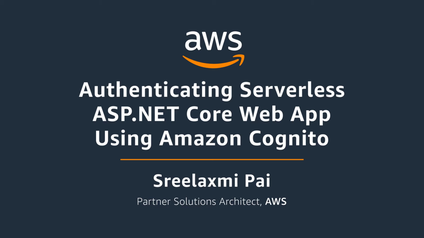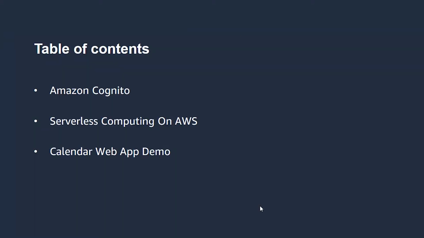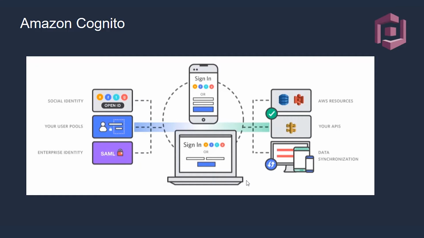Today we are going to talk about authenticating a .NET Core web application using Amazon Cognito. In this video, we'll be covering the following topics: Amazon Cognito, serverless computing on AWS, and a demo of a calendar web application. External-facing web applications nearly always need some kind of authentication and to store and manage users.